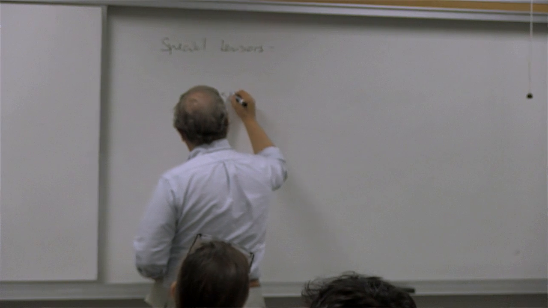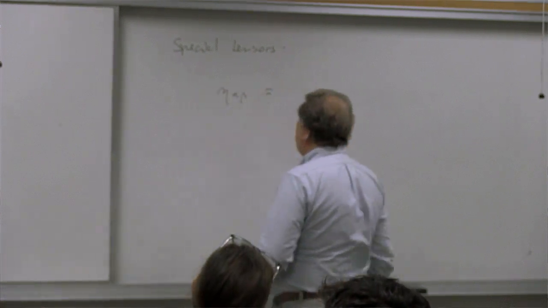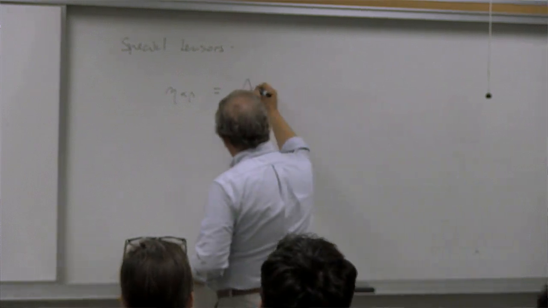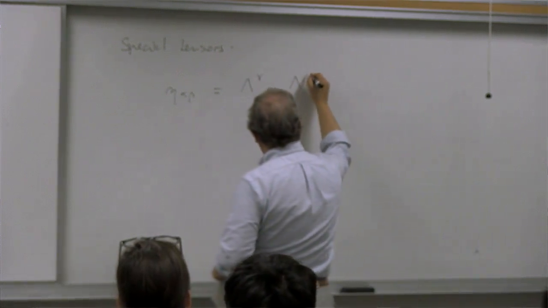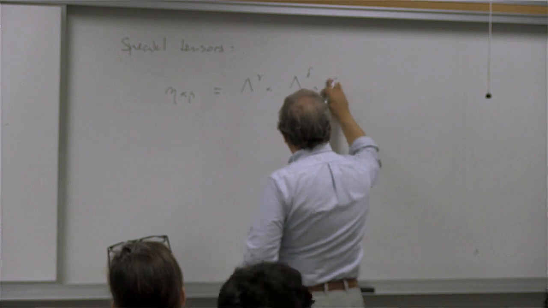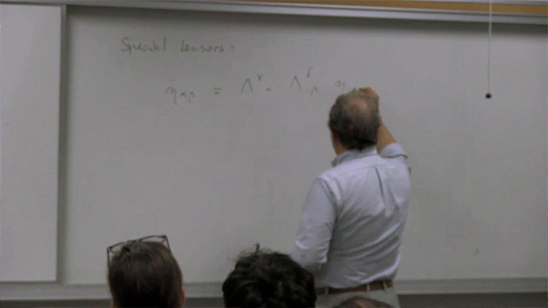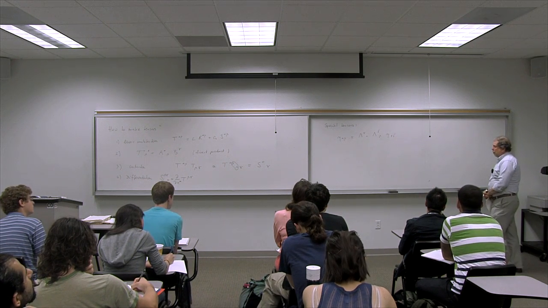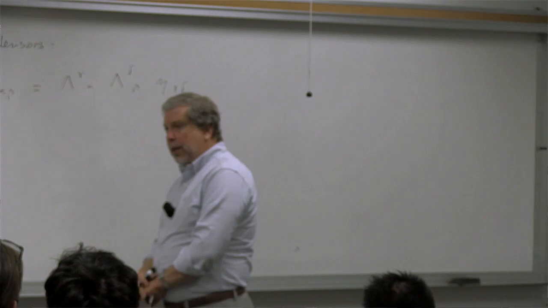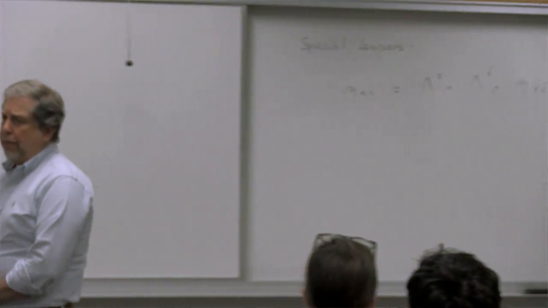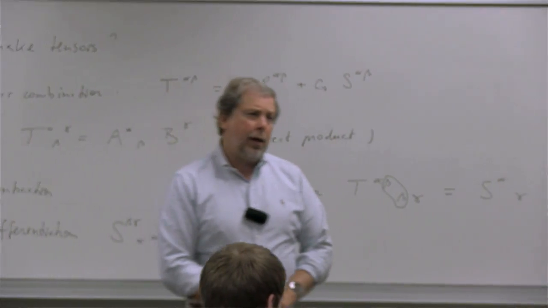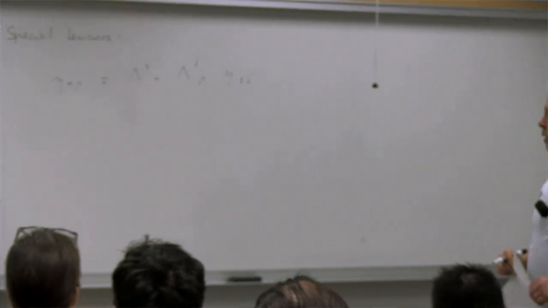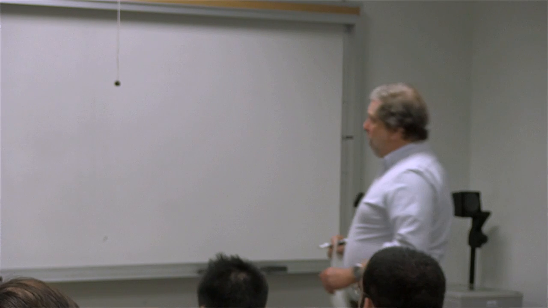So eta alpha beta, the so-called flat metric. Now you remember that this has the property that lambda gamma alpha, lambda delta beta, times eta gamma delta, that this relationship is true. We saw that in the second lecture. This was the statement that the lambdas are orthogonal transformations if we were in Euclidean space, that lambda times lambda transpose is equal to 1.